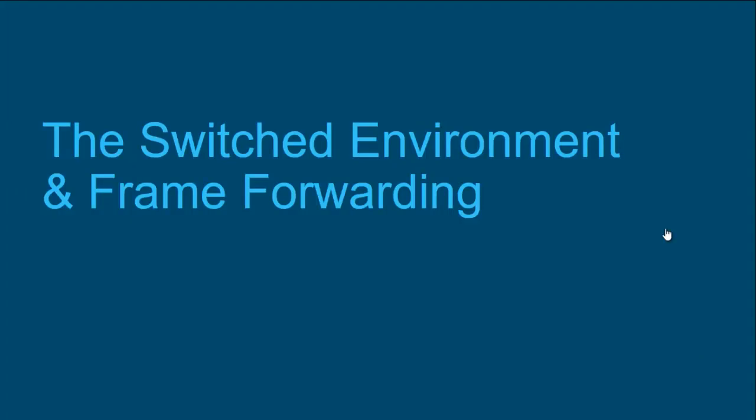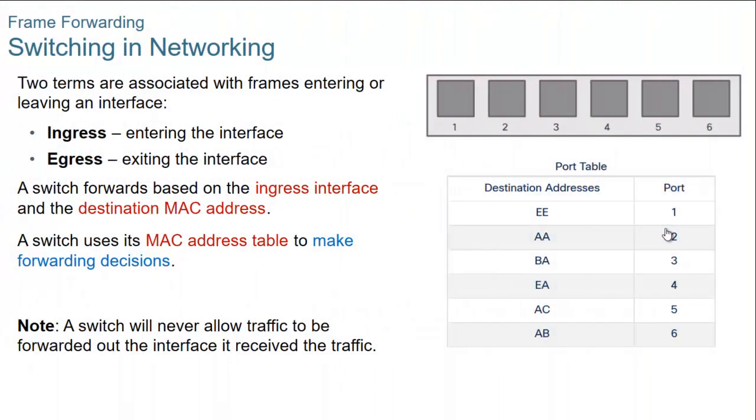Let's look at the switch environment and frame forwarding. There are two terms associated with frames entering or leaving an interface: one is ingress, the other one is egress. Ingress is entering the interface, or coming in. Egress is exiting the interface. A switch forwards a frame based on the ingress interface and the destination MAC address. These are the two pieces of information it uses before it forwards a frame to the destination: the ingress interface, where it came in, and the destination MAC address, where it wants to go.